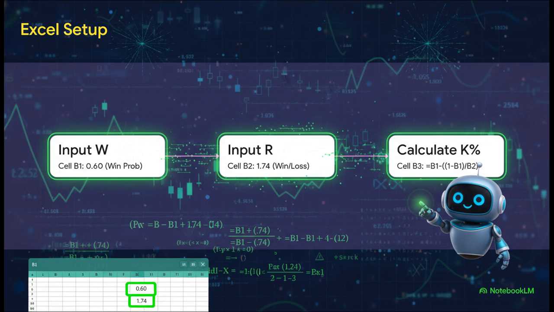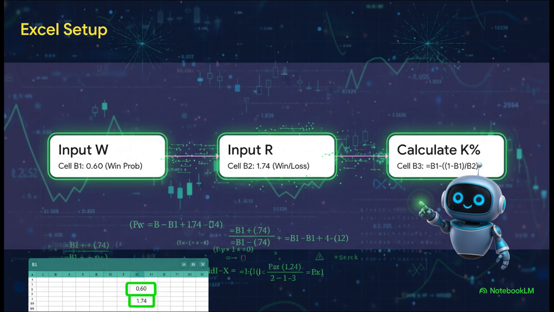In cell B3, you type this exact formula. Equals B1 minus, open parentheses again, 1 minus B1, close parentheses, divided by B2, close parentheses. Listen, those parentheses are absolutely crucial for the order of operations, so Excel actually calculates the ratio part before the subtraction. Then you just hit Enter and format cell B3 as a percentage.